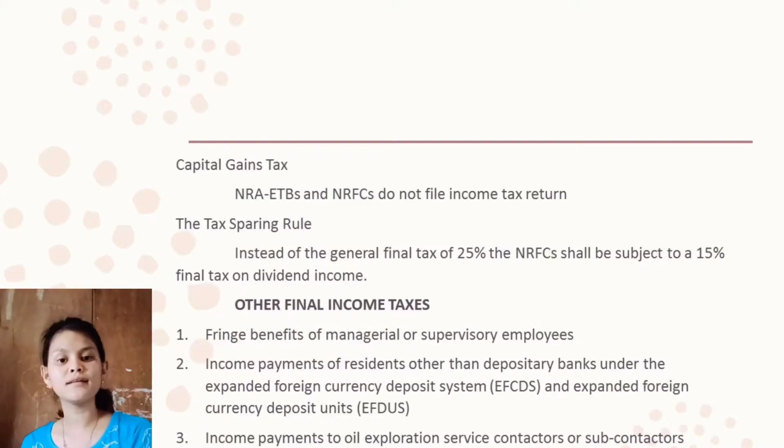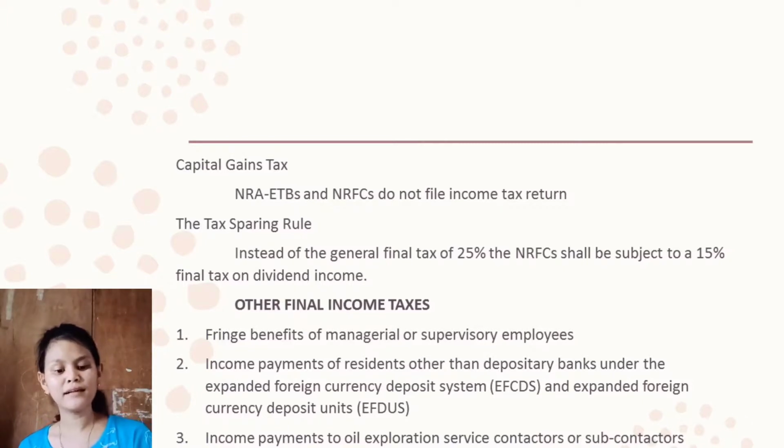The next one is the capital gains tax. As a rule, NRA, NRANTB, and NRFC do not file income tax returns. Exceptionally, they are required to file income tax returns to report their gain from dealings in domestic stock directly to the buyers. Ownership of the stock shall not be transferred to the assignee without the required return and tax clearance from the BIR that the tax on the transfer has been paid.